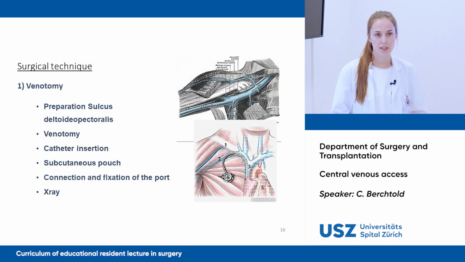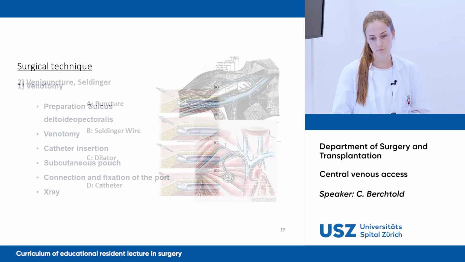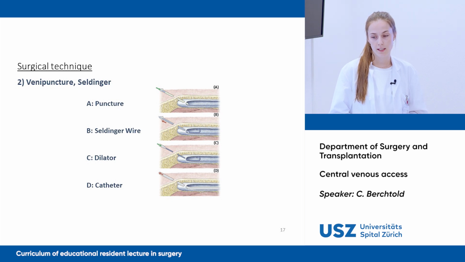So now that we've decided that the patient needs a catheter and that we're going to go for a port, we're going to have a look at the different surgical techniques. The first one I'm going to talk about is the venotomy. We prepare the sulcus, we perform the venotomy, then the catheter is inserted, we prepare the subcutaneous pouch, the port is then connected and fixed to the catheter, and then it is fixed into the pouch, and then we do an intraoperative X-ray. The venopuncture or Saldinger technique: with this one you would puncture the vein, introduce the Saldinger wire, dilate the insertion site, and then introduce the catheter.